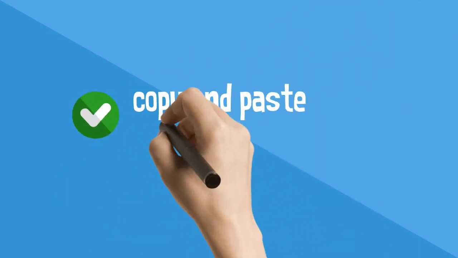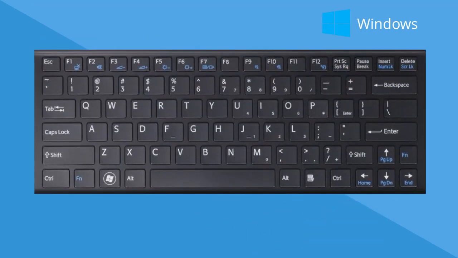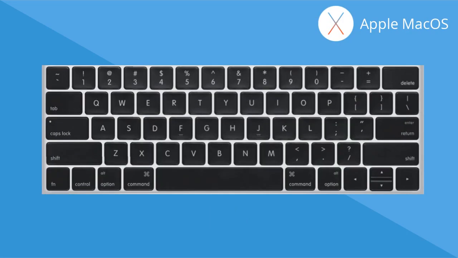Copy and paste. Copying and pasting is one of the most useful things you'll find in coding. After selecting what you want, the quickest way to copy and paste some text in Windows is to use Ctrl-C to copy and Ctrl-V to paste. In Macs, use Command-C to copy and Command-V to paste.